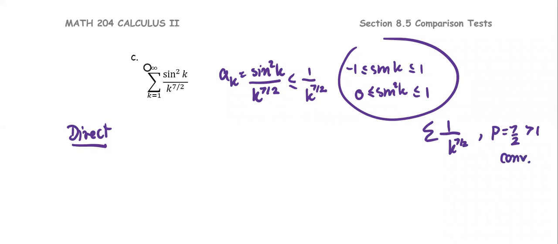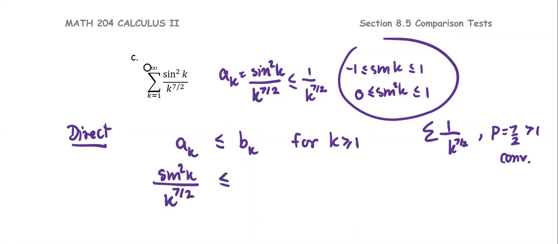To compare with the convergent series, the b_k on the right hand side must be greater than or equal to a_k, which is the left hand side term. We're going to set up the inequality to be true for k greater than or equal to 1. a_k, which is psi squared k divided by k to the power 7 over 2, is less than or equal to, assume b_k right now is 1 over k to the power 7 over 2. Is that true? Yes, it is true because psi squared is bounded by the value 1. It's true for k greater than or equal to 1. Then by the direct comparison test, this series converges.